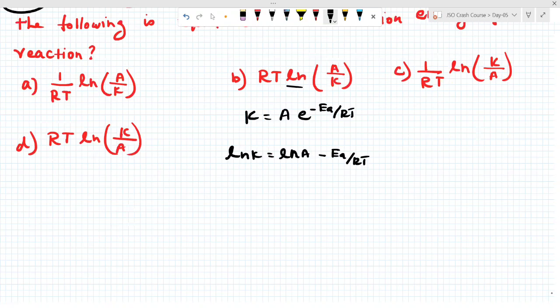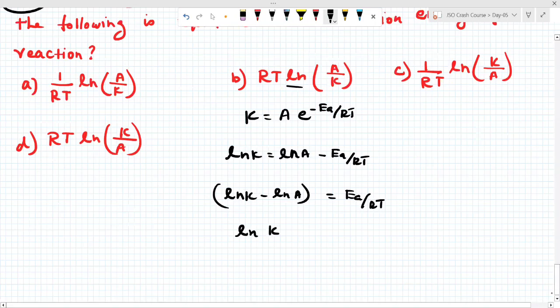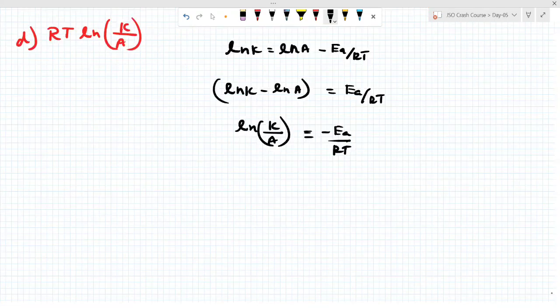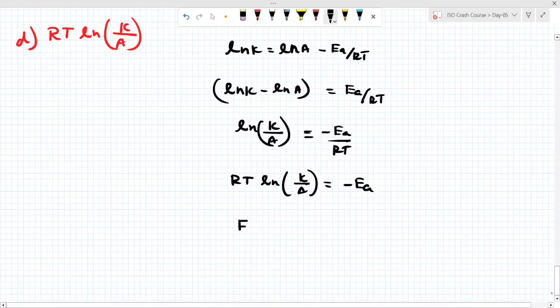நம்ம EA தான் கேட்ட क्वेश्चन, கேட்டப்ப ln K minus ln A எழுதலாமா இத? Yes or no? அப்ப ln K minus ln A is equal to minus EA by RT. Right இல்லையா? Therefore, what is log A minus log B? Log A by B. Log K by A is equal to minus EA by RT. Right இல்லையா? We need to find out EA வா? அப்ப RT ln K by A is equal to minus EA. Then what is EA? EA is equal to RT into ln A by K இல்லாமா? A by K. இதான் ஆன்சர்.